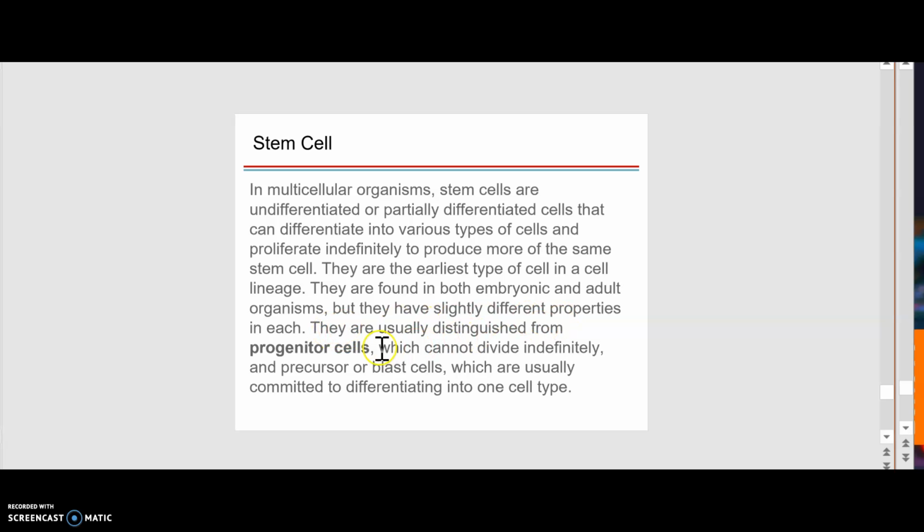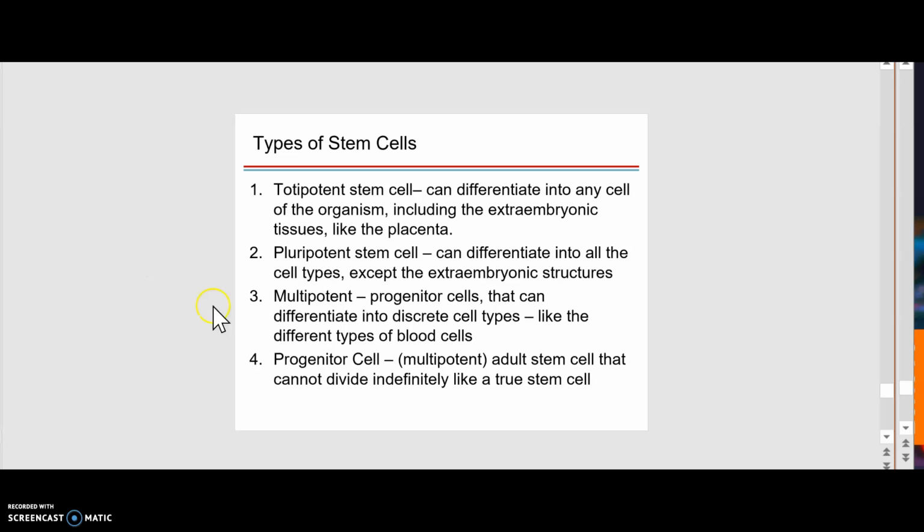They are usually distinguished from progenitor cells, which cannot divide indefinitely. So when we go back here, see, they cannot divide indefinitely, which would be more like the multipotential, like the blood cells.